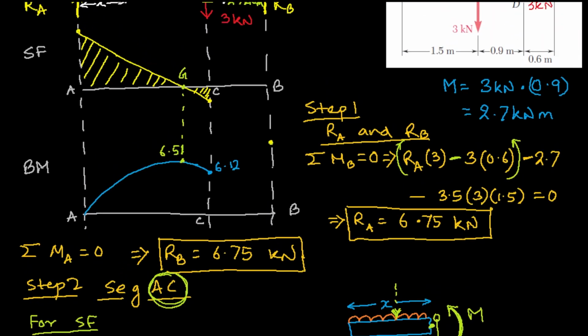Okay, so there is a drop of this 3 kilonewton, and then here this is minus 6.75, here it is minus 4.65, here it's minus 1.65, etc. Fine. So that's the diagram for the shear force completely. So that is the shear force diagram.